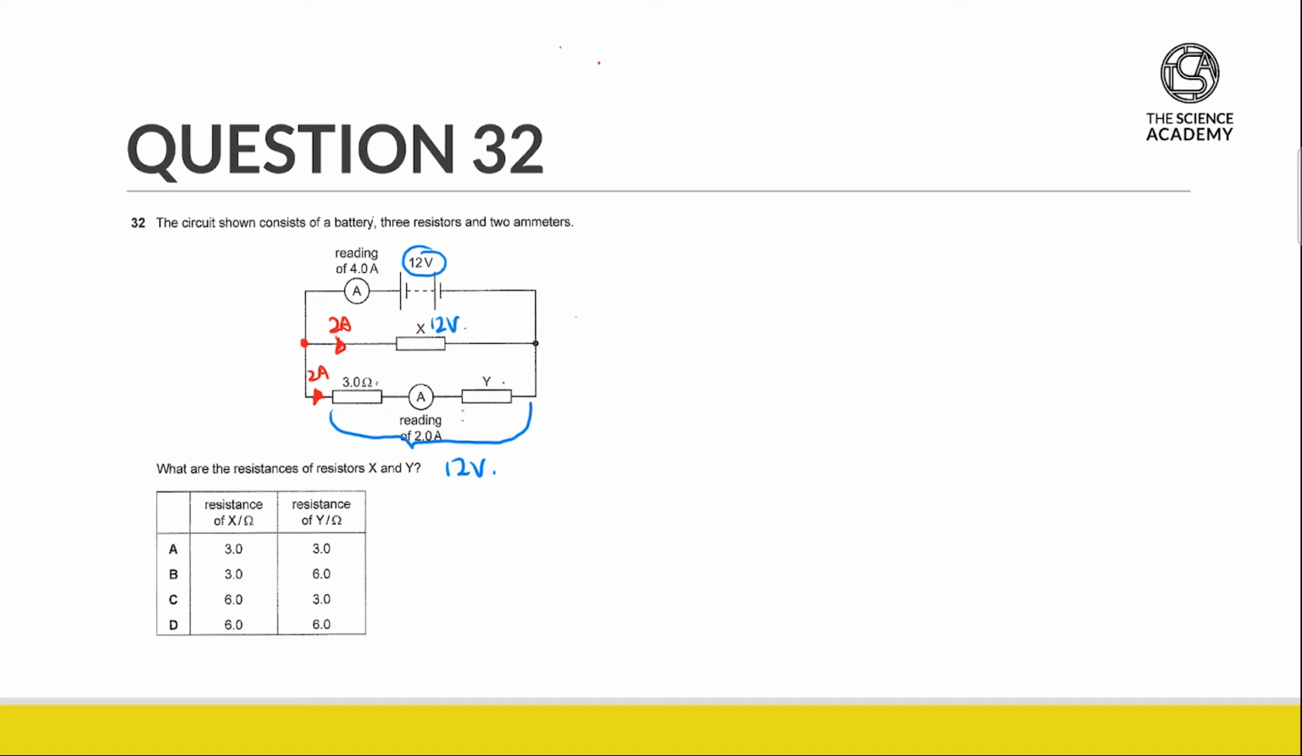So from here we can find the resistance of X. The resistance of X is just going to be its PD, which is 12, divided by the current, which is 2, and this gives us 6 ohms. So immediately we can rule out A and B.